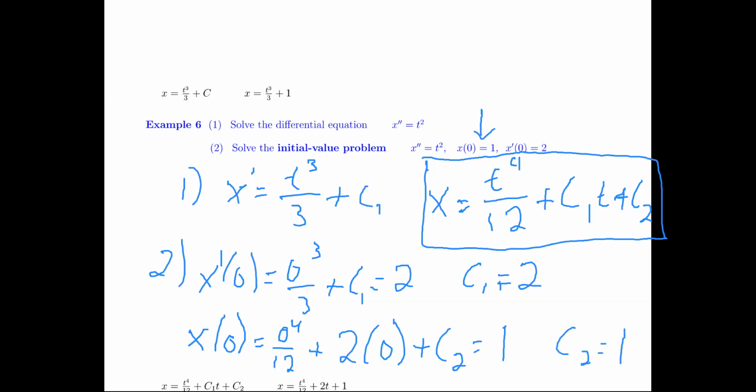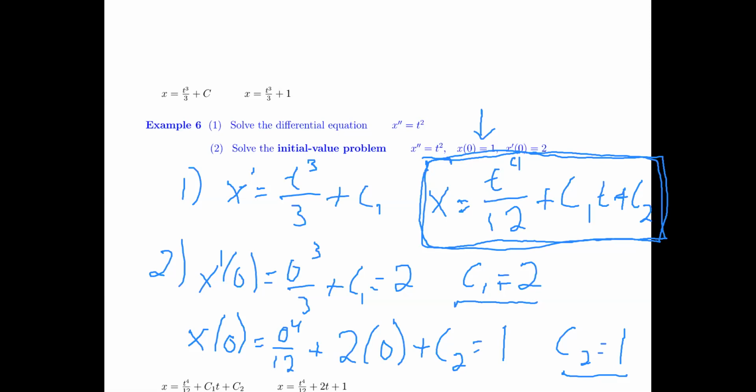So if we combine all of that stuff, c1 is equal to 2, c2 is equal to 1, we plug those into this equation here. And we get that x is equal to t to the fourth over 12 plus 2t plus 1. And that is written down at the bottom. Here were our solutions. All right, and that ends this video.